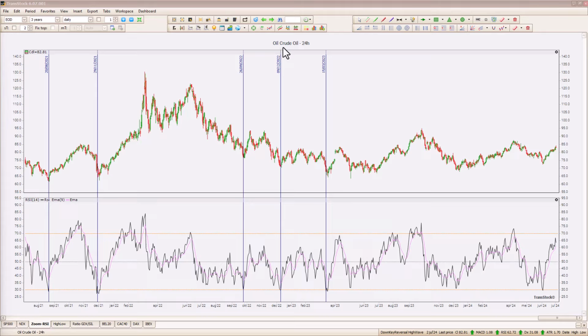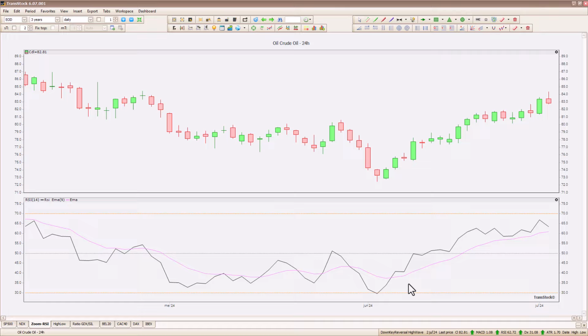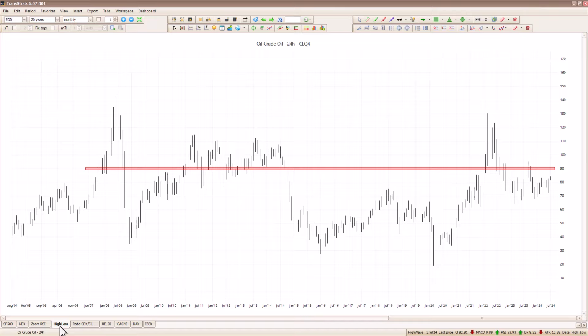Crude oil. We discussed a possible entry when we saw that low in the RSI. Short term, I'll zoom in. Short term, if the RSI stays above 60, you can hold. What is a possible target? I'll take another study. When looking at the long-term monthly chart, we see an important pivot at 90.